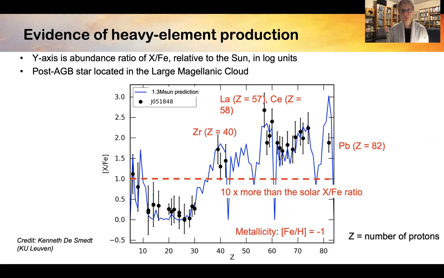What we can see in this plot is that those points with error bars are the measurements of heavy elements in a post-AGB star in the Large Magellanic Cloud. For those of you who don't know, the Large Magellanic Cloud is a nearby satellite galaxy of our Milky Way. The good thing about this location is that we know the distance to this object. If we know the distance, when I measure the luminosity of my post-AGB star, I can work out what the true luminosity is.